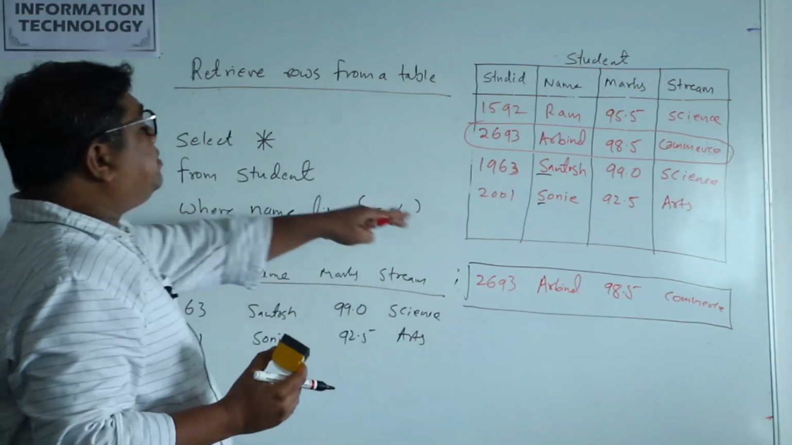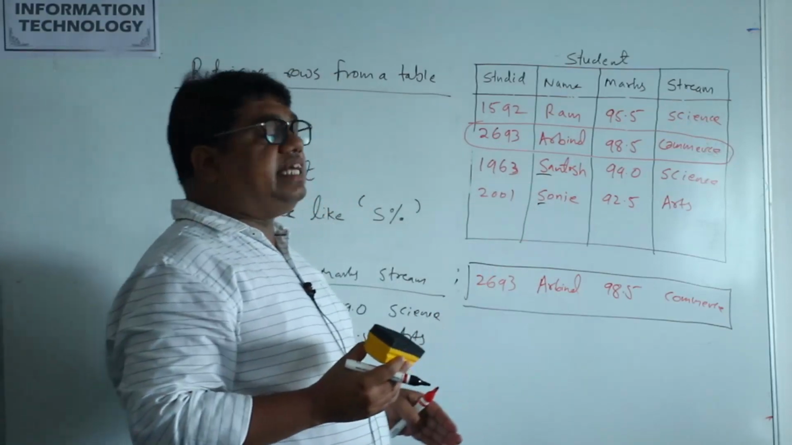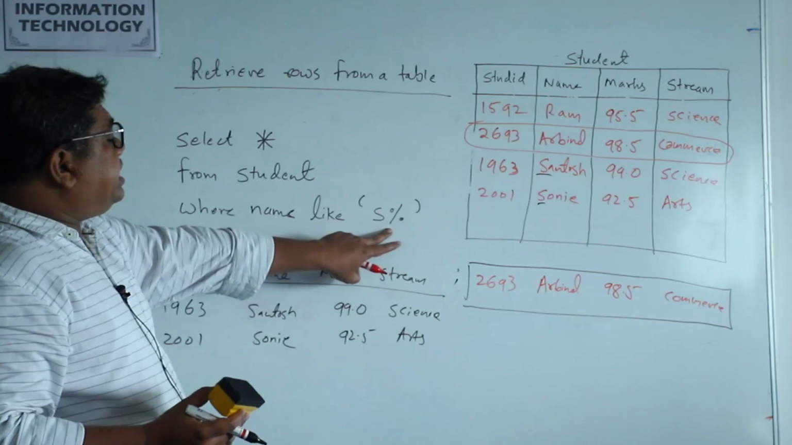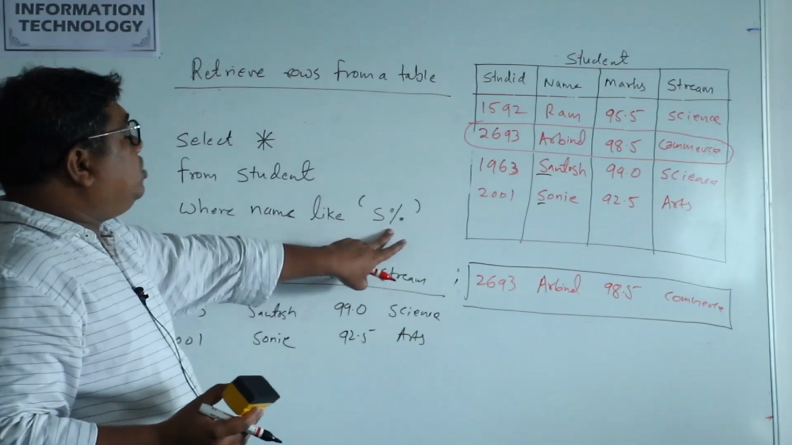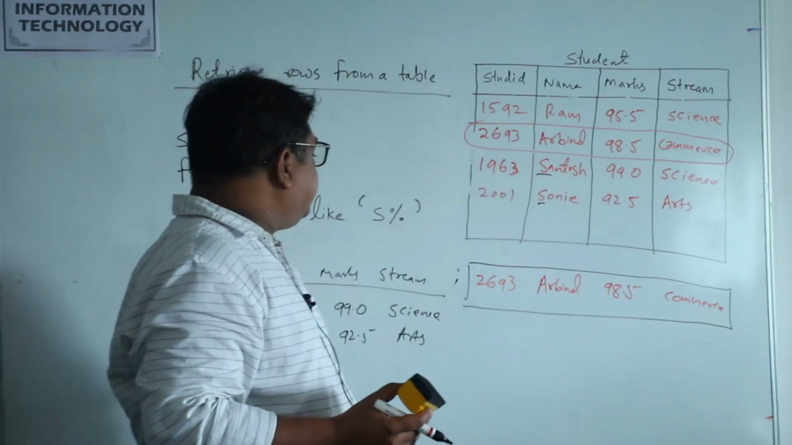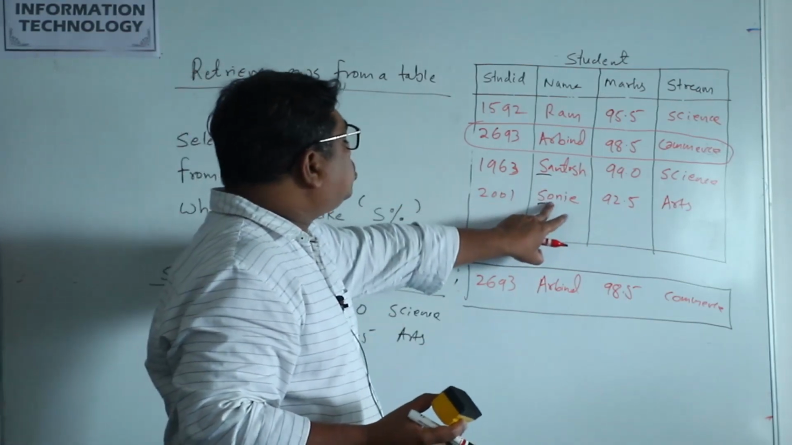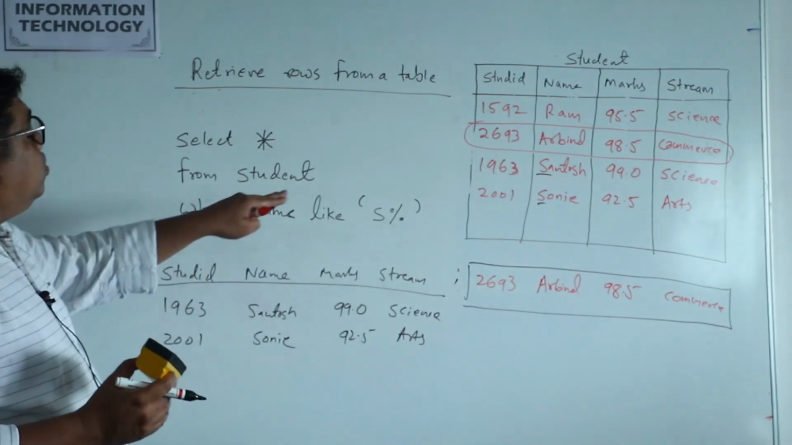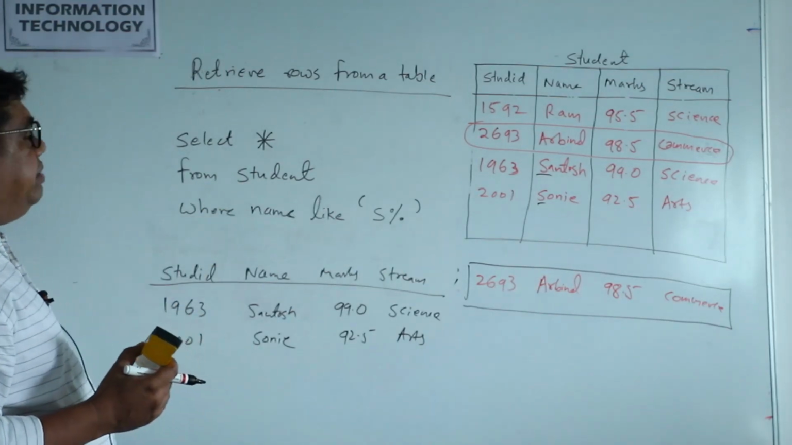Why? Because suppose I have another name that is starting with S, it will display that information. So this percentage denotes, for the row Santosh, ANTOSH, and for the second row it denotes ONIE. So this is how we use pattern matching.